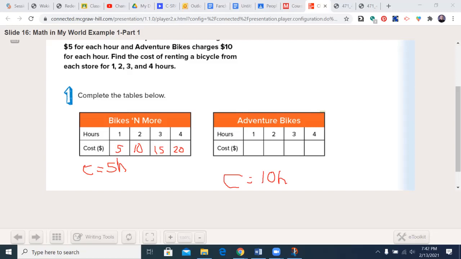So 1 times 10 is 10. 2 times 10 is 20. 3 times 10 is 30. 4 times 10 is 40. So there are patterns here, and this one's going up by 5. On this one, it's going up by 10. Go ahead and fill out the remainder of that chart. I'll give you a few seconds to do that.